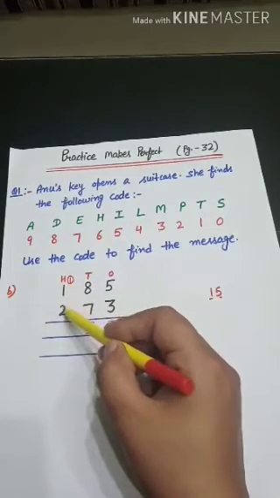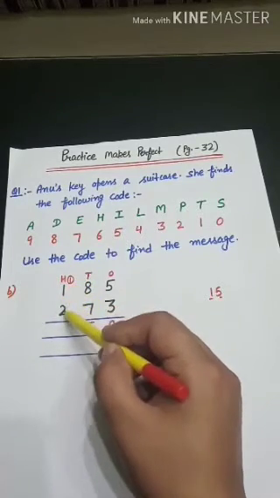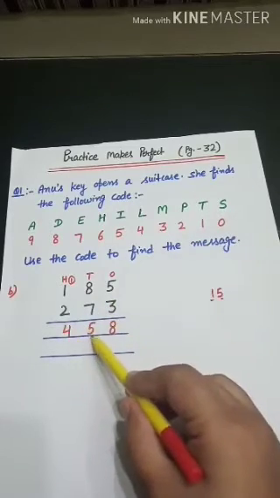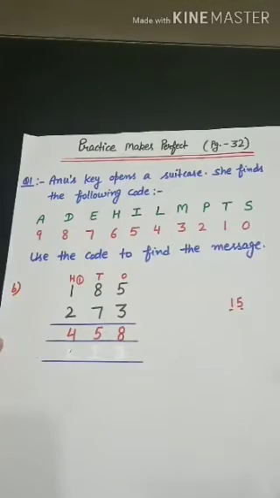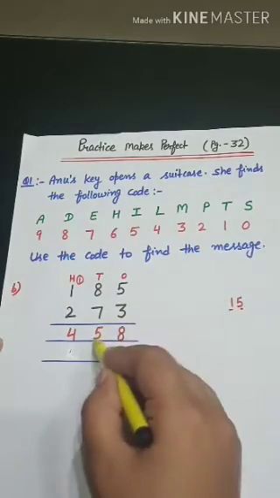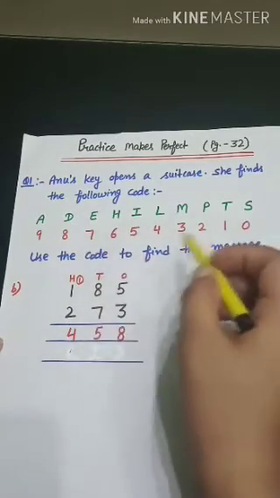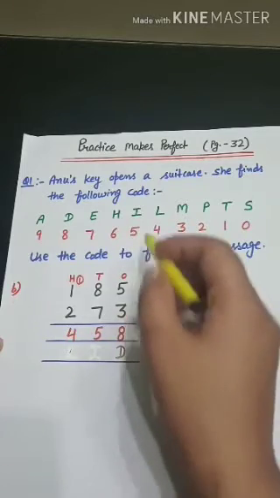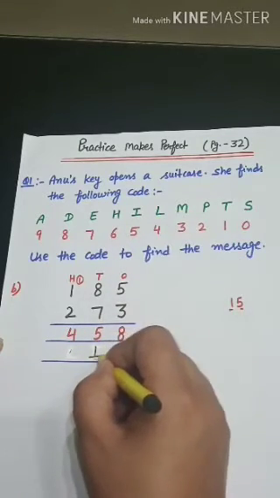Then add the hundreds. 1 plus 1 is 2 and 2 plus 2 is 4. So what do we get? We get 458. Now we will write down the code for these digits which are given here. For 8 the code is D, so we will write down D here. For 5 the code is I, so we will write down I here.